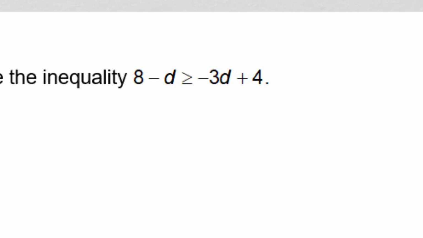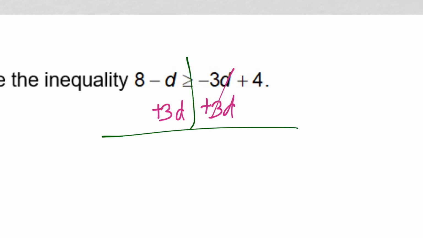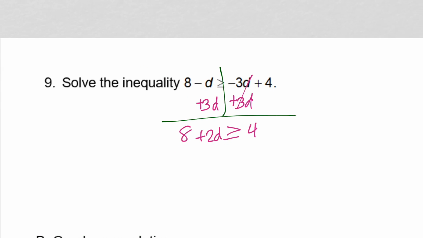We're going to solve the inequality. So I have negative d's on both sides. The bigger negative is negative 3d, a larger value than the negative d, because it's the opposite for adding and subtracting, or for positives and negatives, I mean. So I'm going to move the 3d over so that the d stays positive. So I'm going to get 8 plus 2d is greater than or equal to 4. Okay.